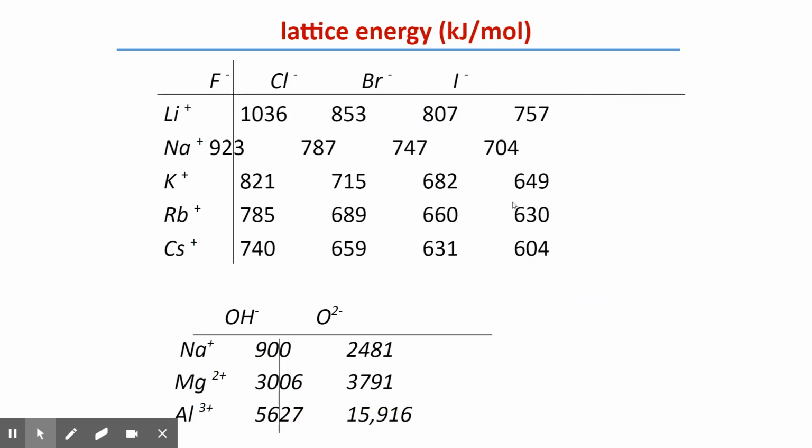All right, so you aren't expected to memorize this, but you are expected to be able to read a chart like this. Here is an example of a lattice energy chart. If you have a lithium ion and you combine that with a chlorine, your lattice energy is 1,036. If you combine with a bromine, you combine with an iodine.